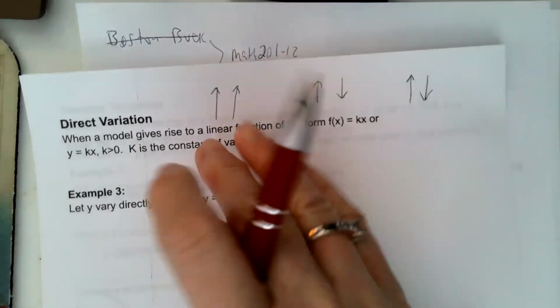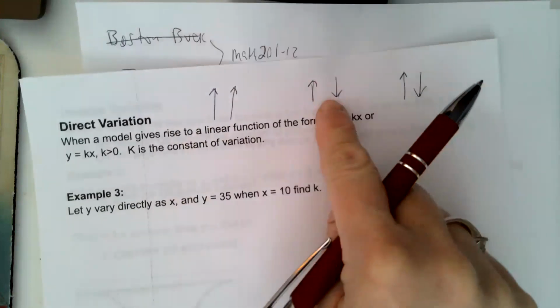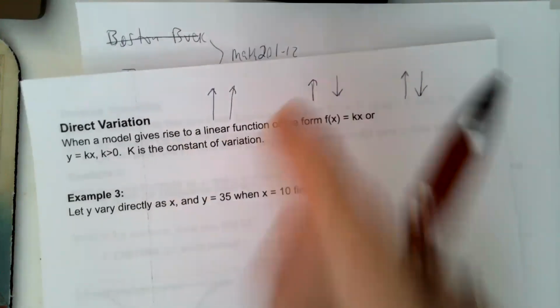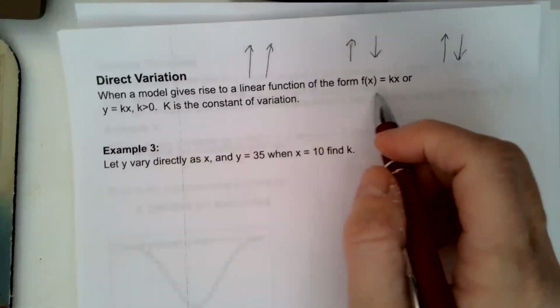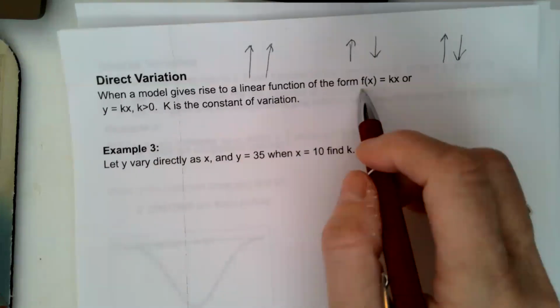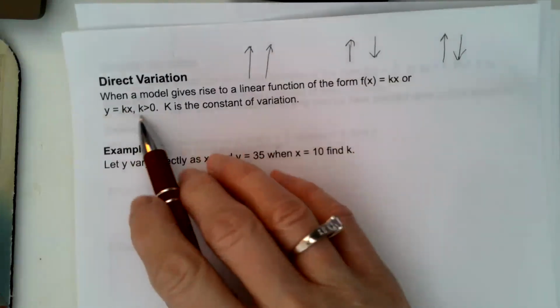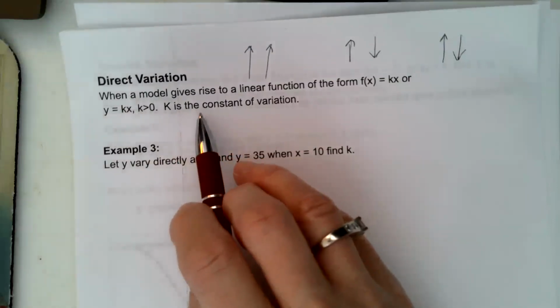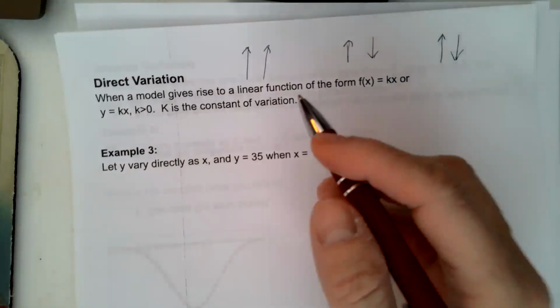So the one where they go up together is called direct variation, and the one where they go opposite of each other is called inverse variation. So for an equation where we're using direct variation, you might see it as the function y is equal to k times x, where k is the constant of variation. And that might be like your miles per hour.